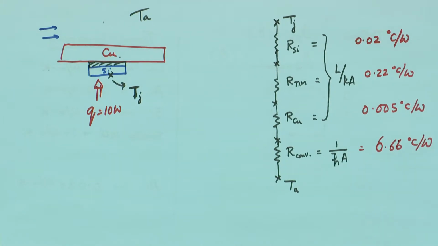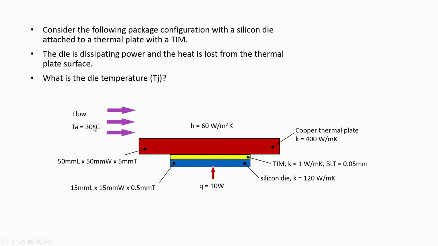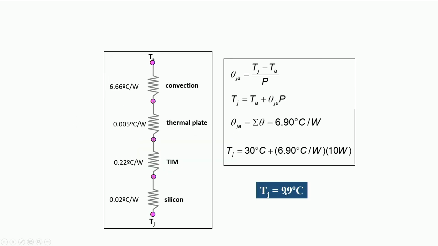Clear? So now if you take all of these, the rest is simple, as we know: theta JA, Tj equals Ta plus theta JA times Q, all this stuff. The total junction to ambient thermal resistance, which will be a summation of these individual ones because they are all in series, is 6.9 degree C per watt, and the ambient was given to be 30 degrees. So my total junction temperature comes out to be 99 degrees centigrade.